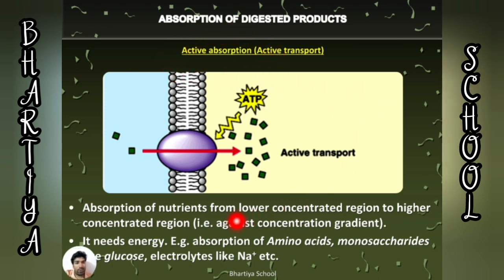Active absorption always needs energy. Examples of active transport: amino acids, monosaccharides like glucose, and electrolytes like sodium ions are actively absorbed.